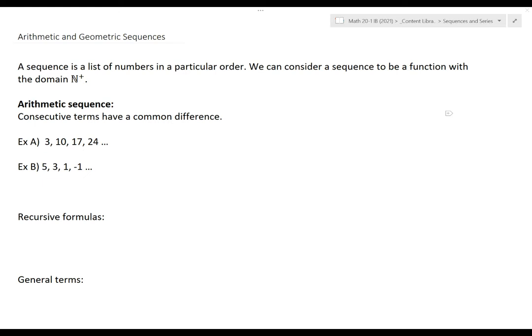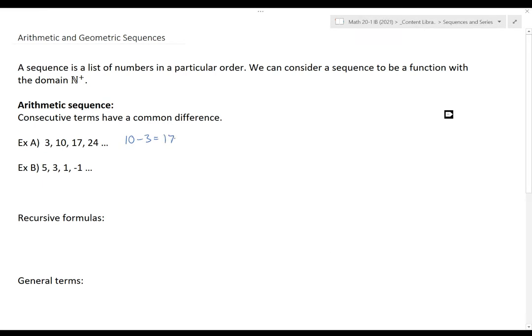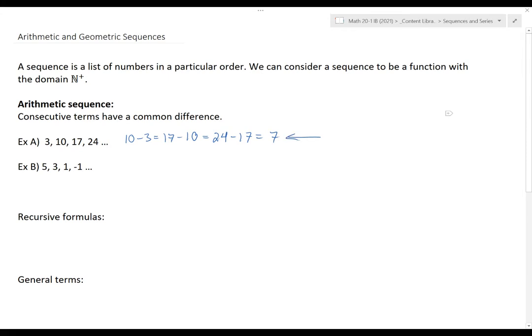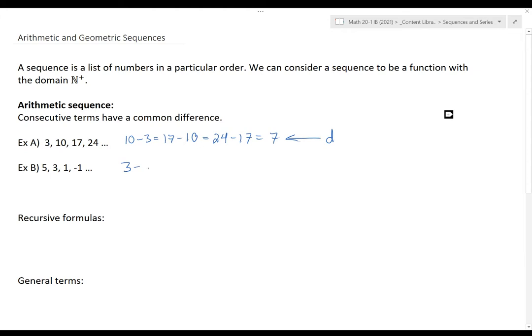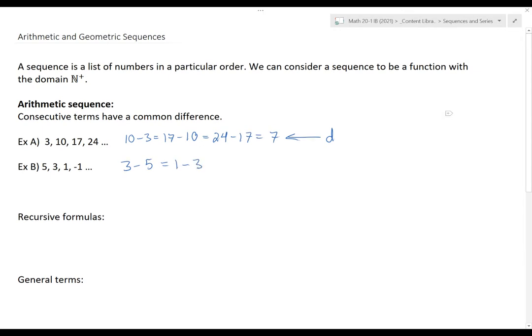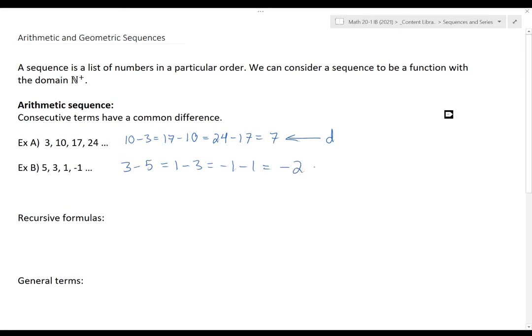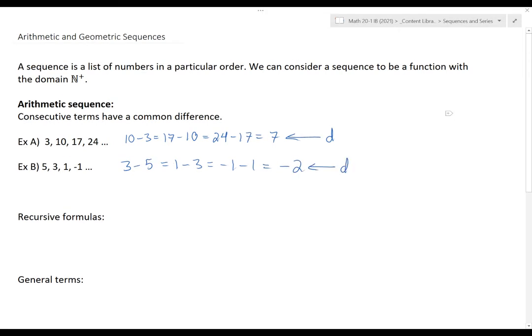In an arithmetic sequence, consecutive terms have a common difference. What that means is if I subtract consecutive terms, so 10 minus 3, for example, or 17 minus 10, or 24 minus 17, in each case, if I get the same value, that is my common difference. So in this case, the common difference, which we denote with a D, is 7. The common difference can be negative, as is the case, for example, B. So 3 minus 5 gives me the same thing as 1 minus 3, or negative 1 minus 1. In every case, I get negative 2. So that is the common difference in this example.